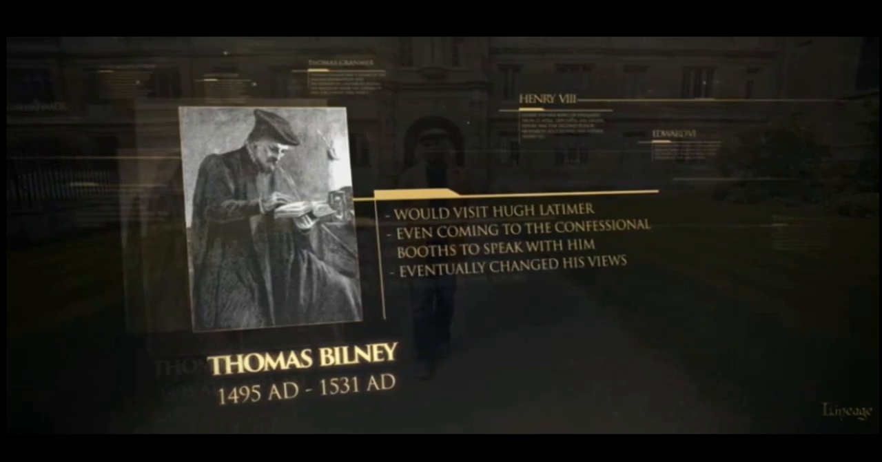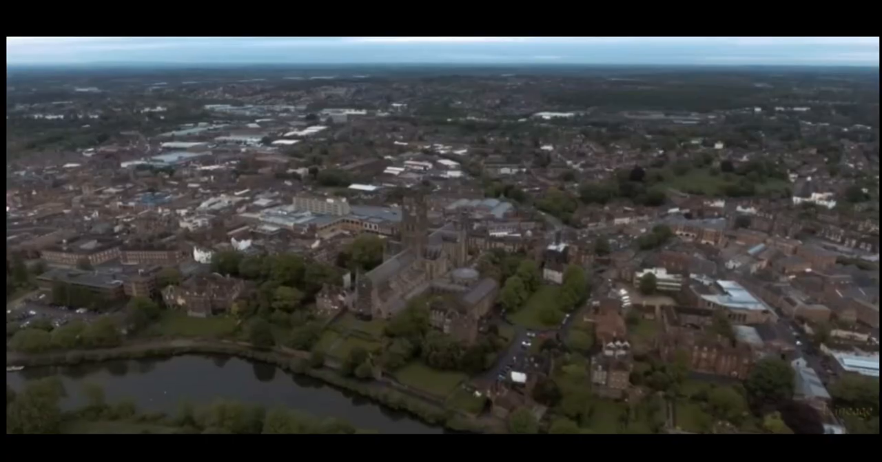The two men would later go and visit the sick and imprisoned in Cambridge together.